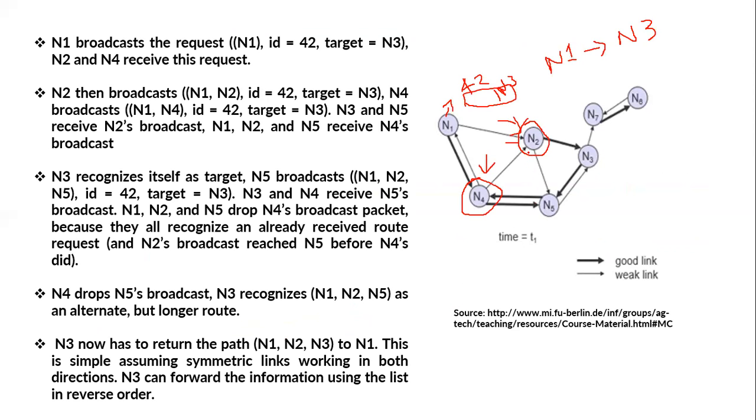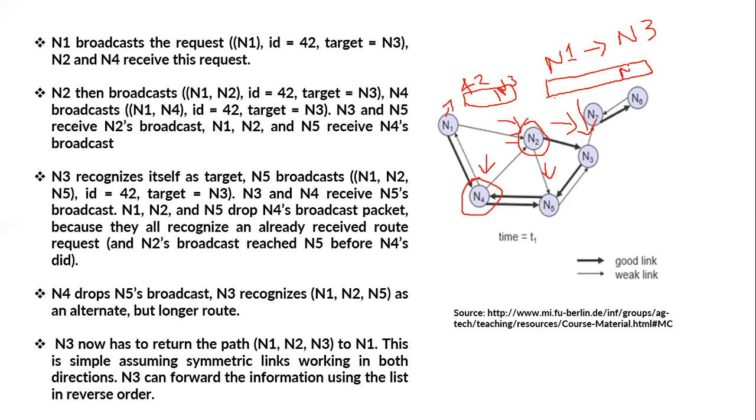So N2 will again broadcast. If N2 broadcasts, to whom will it reach? It will reach N5 and N3. It won't go to N4 because from N2 to N4 there is no path. Okay. But now how will the packet be transmitted? The packet will be something like this now. When the packet reaches N3, it will be something like this.